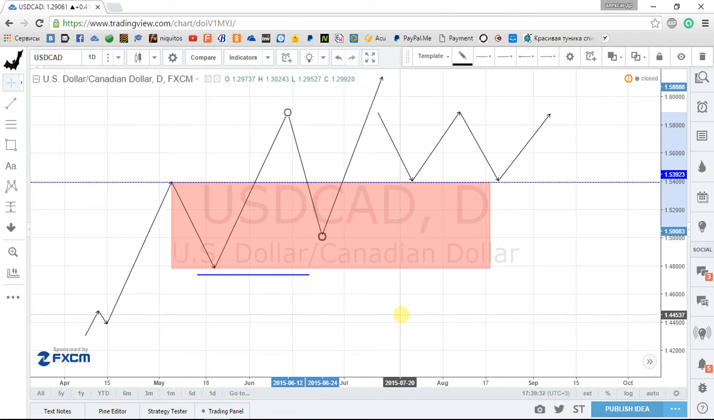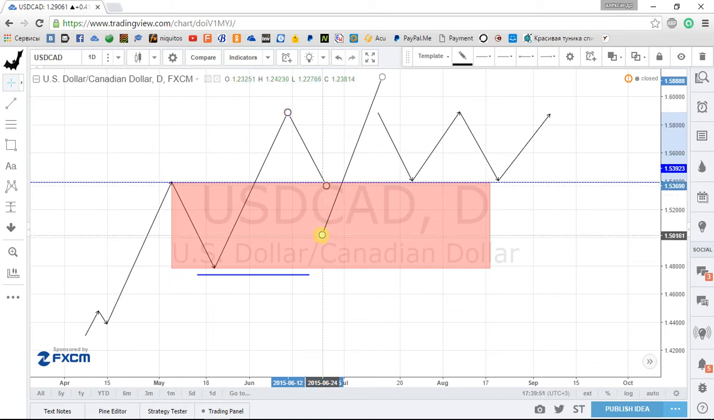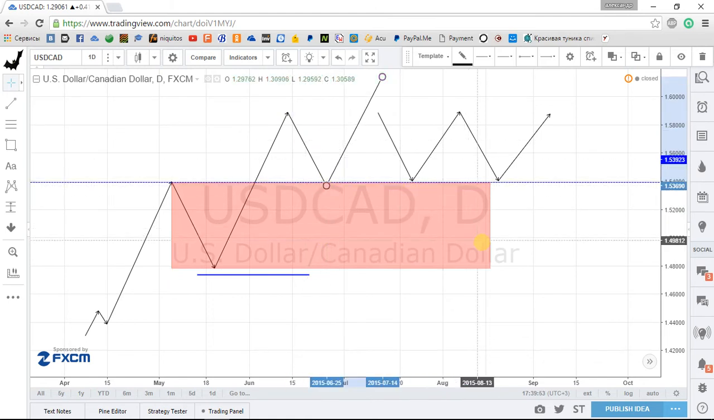Okay, it is number 3, and number 4: you need to think of support and resistance not just as exact lines, but more like zones. This is number 4. Okay, let's go to our charts, find some support, find some resistance, and see which of these resistances is valid and which one is not.